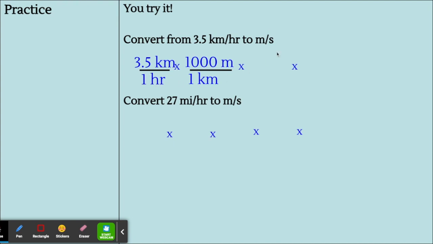Next, we need to go from hours to seconds. Well, we know how many minutes are in an hour, so let's do that conversion. We have 60 minutes in an hour. And then we need minutes and seconds. We have 60 seconds in a minute.